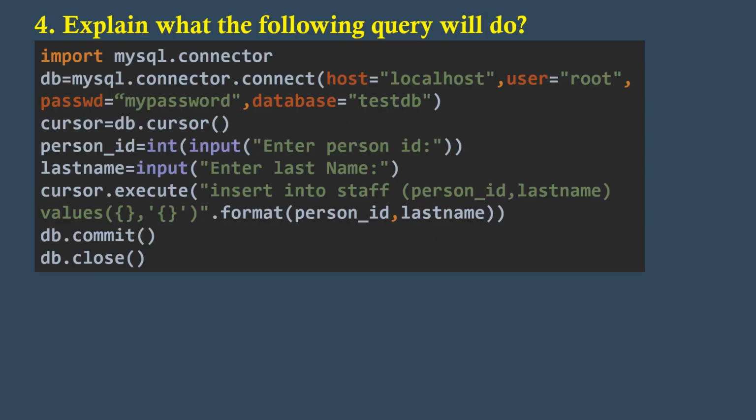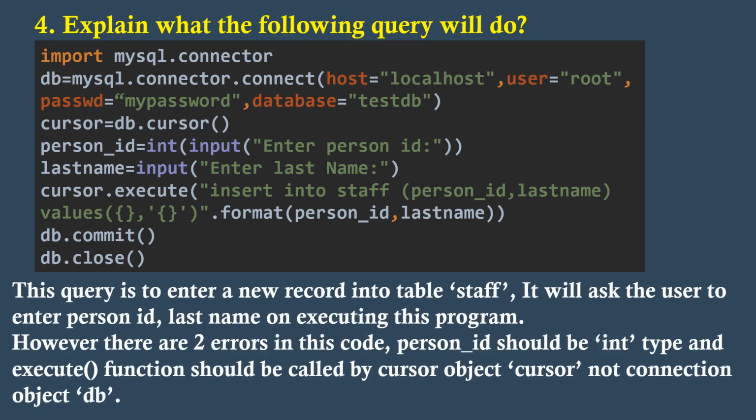Now explain what the following query will do. Here we are just establishing a connection with your MySQL database, and we are creating the connection object and cursor object. Connection object is db and cursor object is cursor. And here there are two variables, person ID and last name, and these two values will be entered by the user at runtime, and these two values will be inserted into the table called staff.